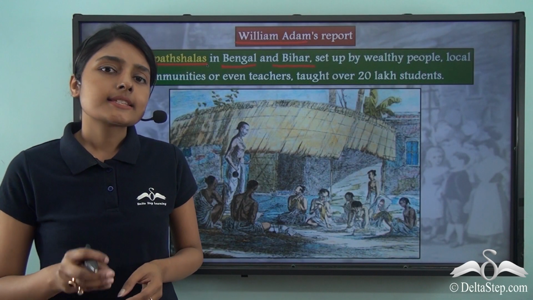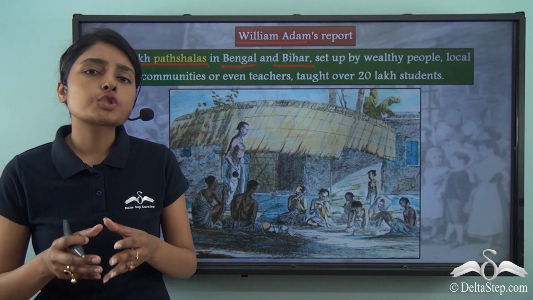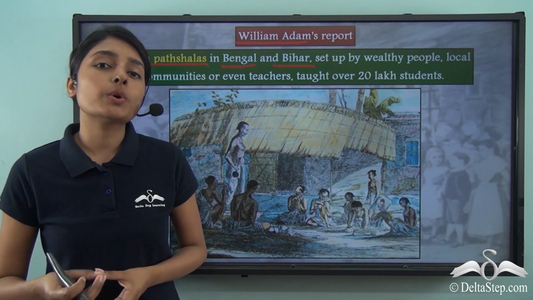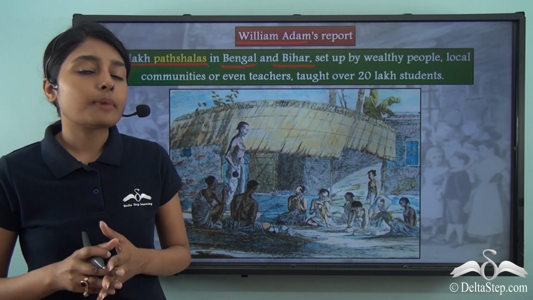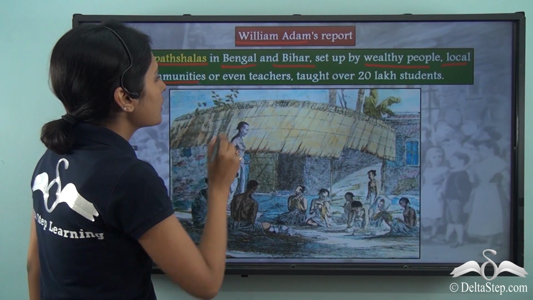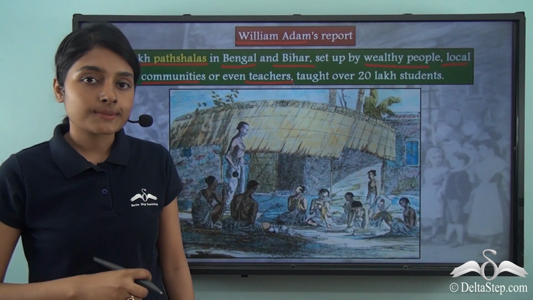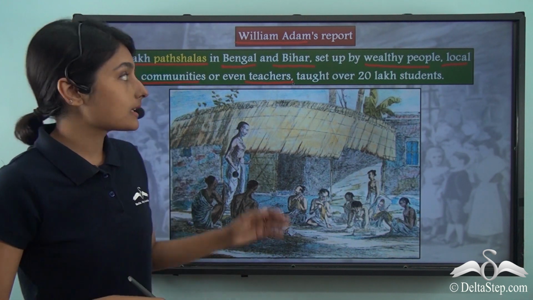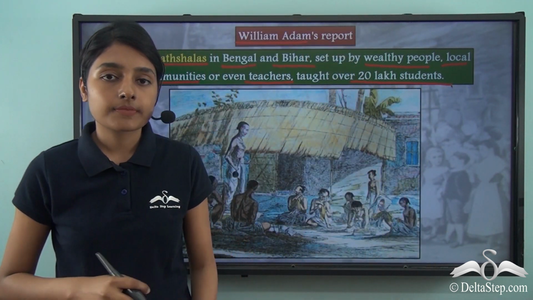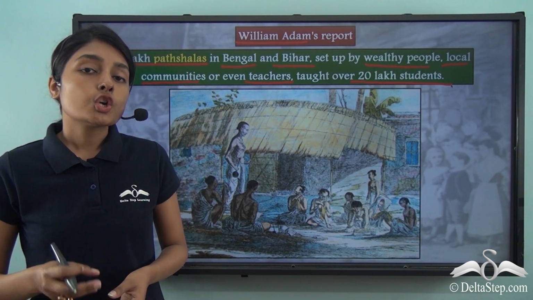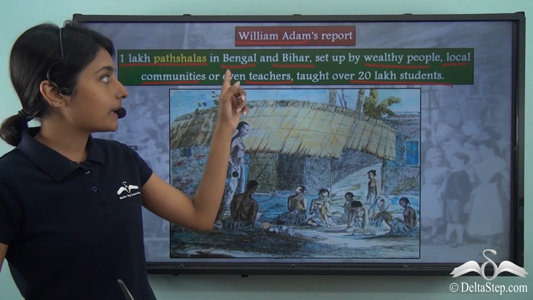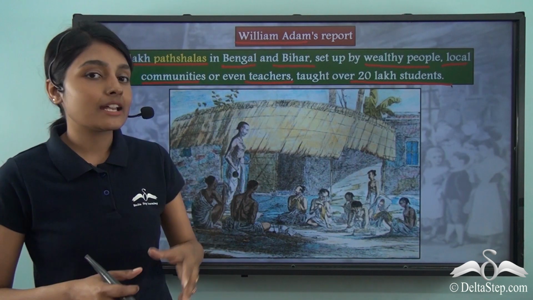And in these pathshalas, a small number of students used to study, around 20 students. Now, you might be questioning who established these pathshalas. Well, these pathshalas were mostly set up by wealthy people, local communities, or even teachers who were called gurus. And you will be surprised to know that in these 1 lakh pathshalas, over 20 lakh students were taught. So the number was considerably huge. So many students were attaining education in these 1 lakh pathshalas in Bengal and Bihar, as William Adam had reported.